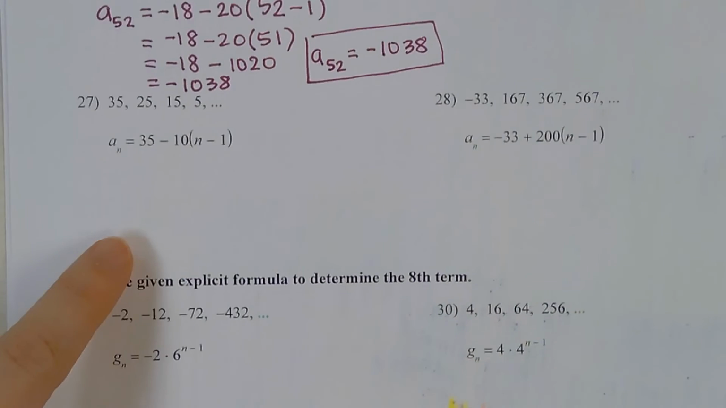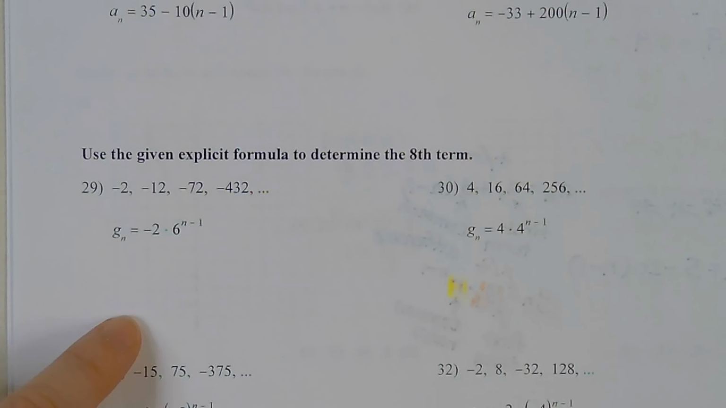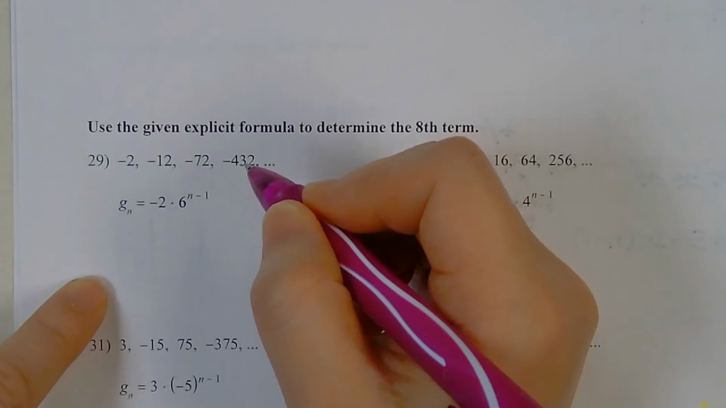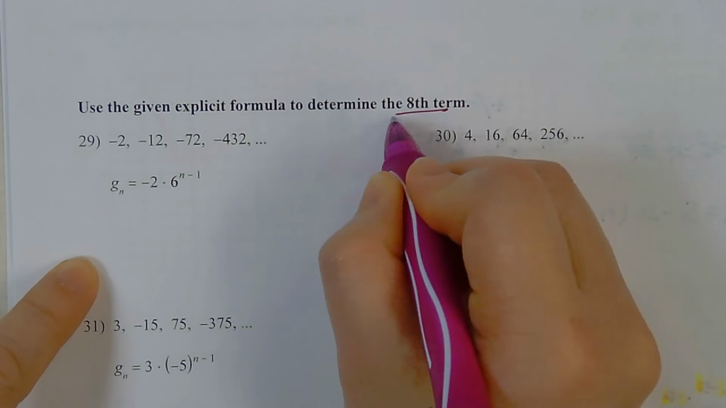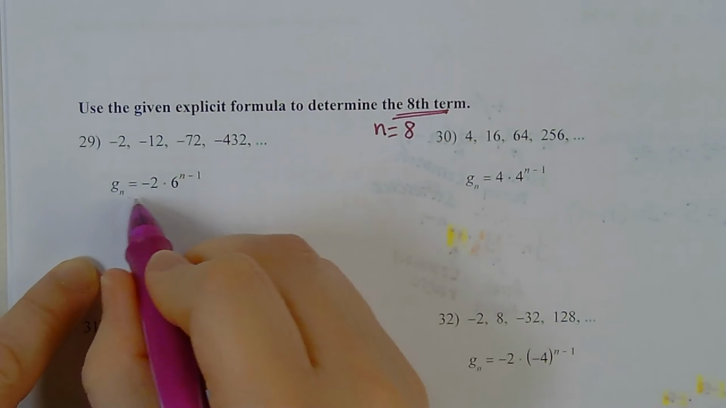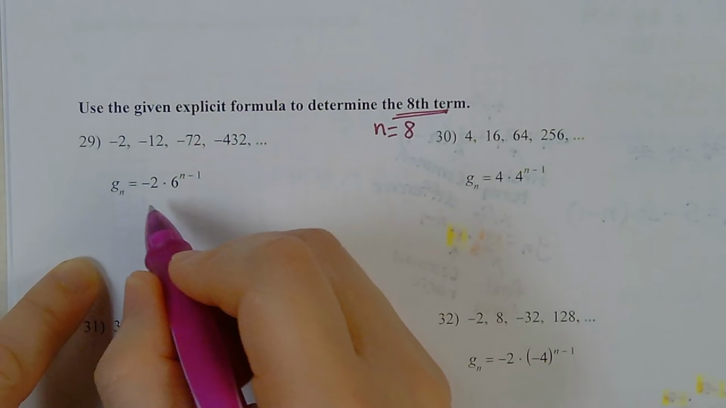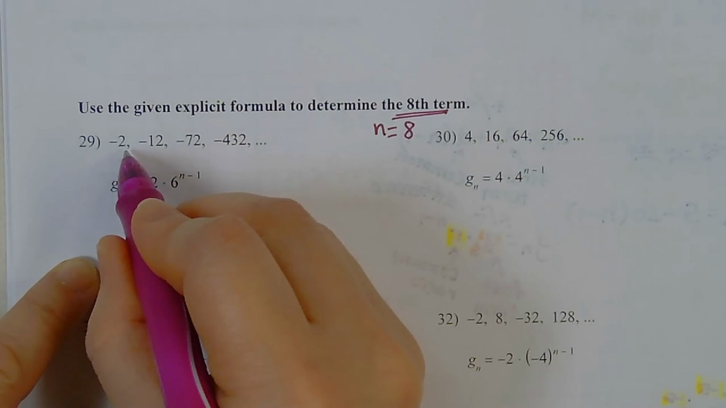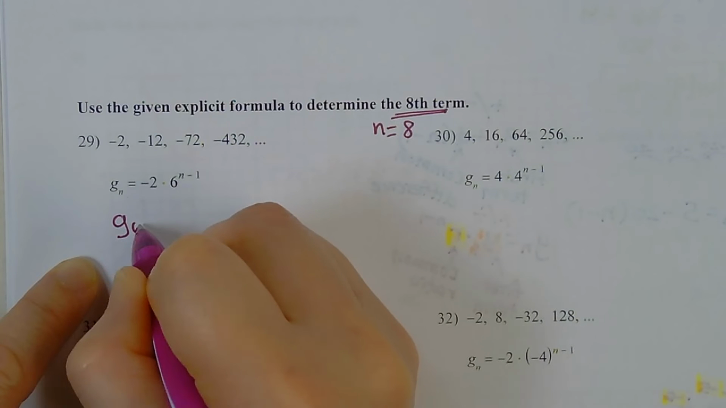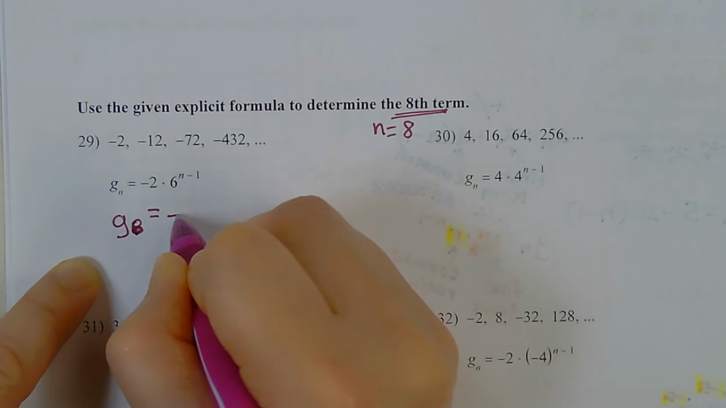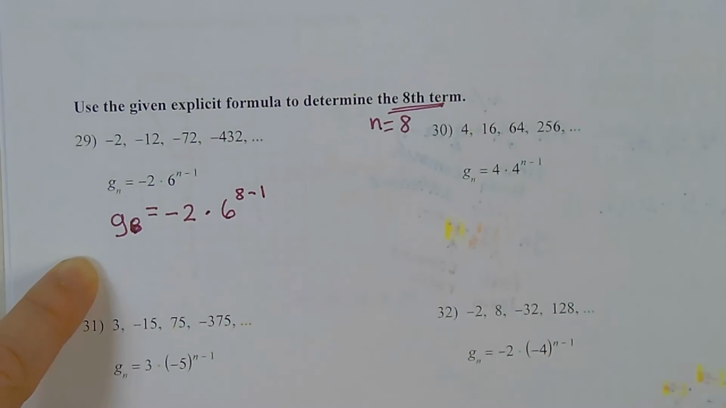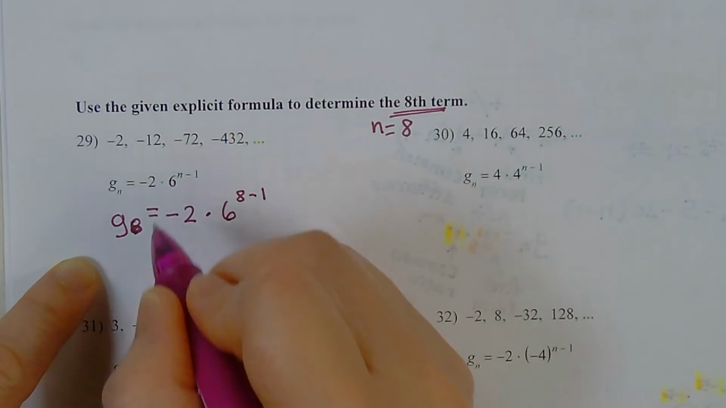That's what we do. I'm going to do one down here. Let's do just 29. We're determining the 8th term. So n is equal to 8. Looks like we're in the geometric world. So again, we're starting at -2 and we're multiplying by 6. So g of 8 is equal to -2 times 6 to the 8 minus 1. All right, 8 just goes in the place of n.